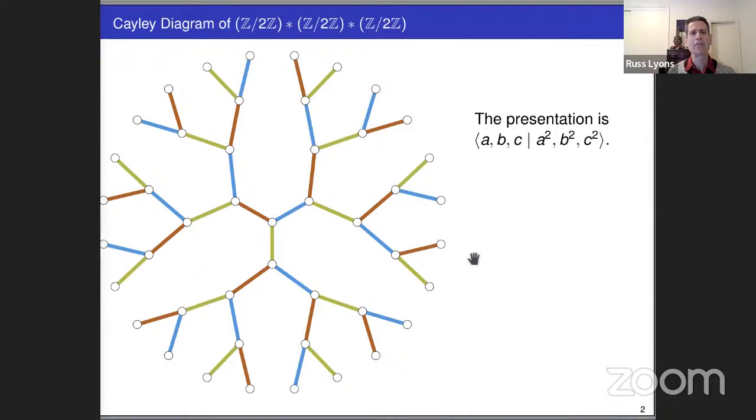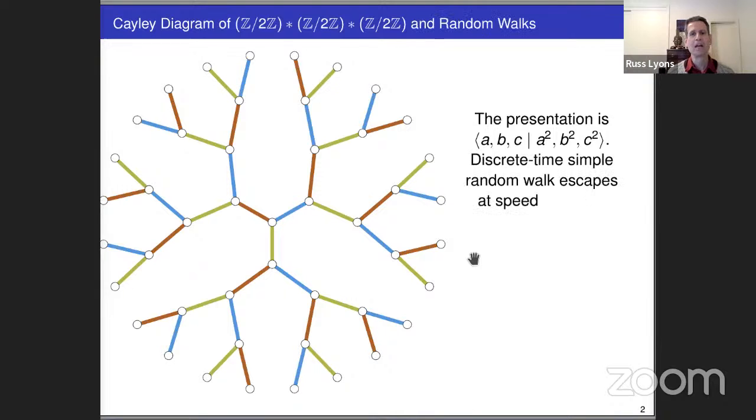All right. Any questions on what a Cayley diagram is and why this is a portion of the Cayley diagram of this group? No. Okay, good. So we want to consider random walks.